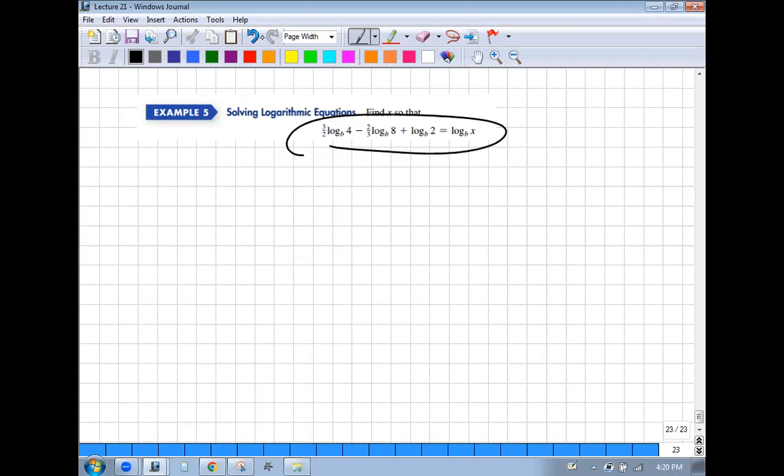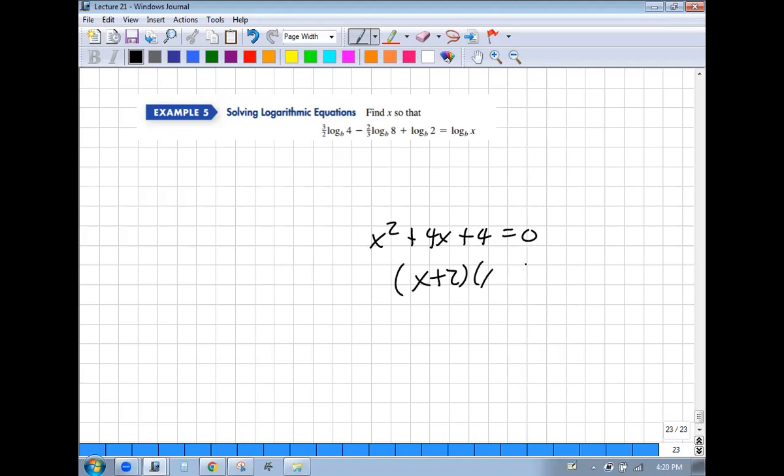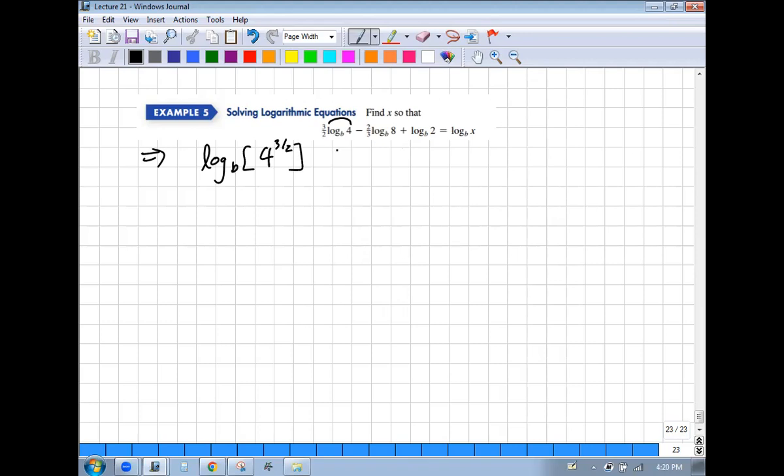So you look at all this and you're trying to find out what x is. Usually you like to multiply. Like if we have x squared plus 4x plus 4, this sucks. We like to rewrite that as a product. We take a sum and we rewrite it as a product, and then it helps us solve the equation. Here we have a sum, but we can rewrite it as a product. This you can bring in as an exponent. We have 4 to the 3 halves. This we can bring in as an exponent.